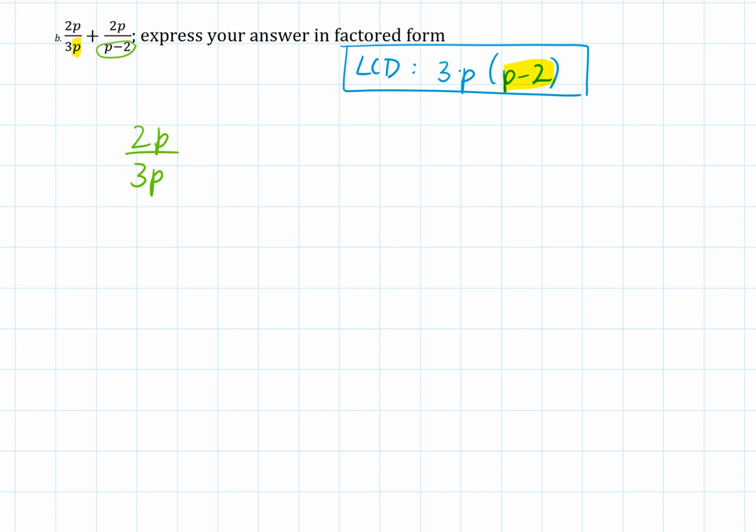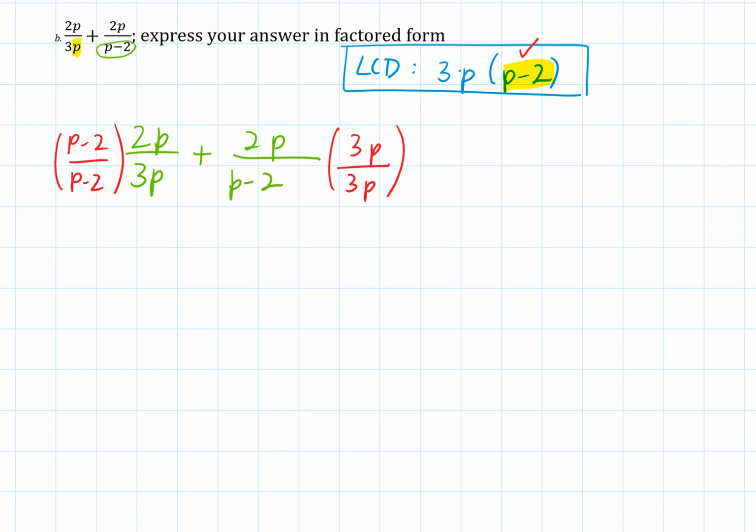the p minus 2. So I'm going to multiply by p minus 2 over p minus 2. Essentially, I'm multiplying by 1. Which you're allowed to do. It doesn't change anything. And over here, I've already got the p minus 2 in my denominator, so I need the 3 and I need the p. So I'll multiply by 3p over 3p. Again, that's like multiplying by 1.